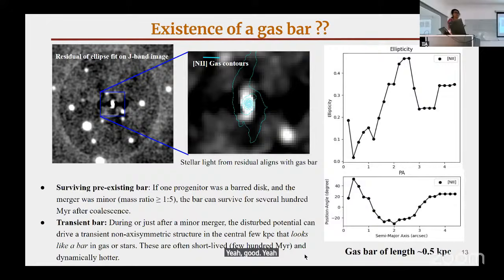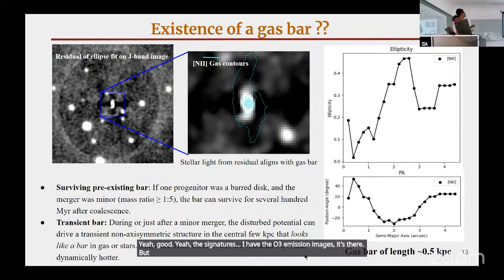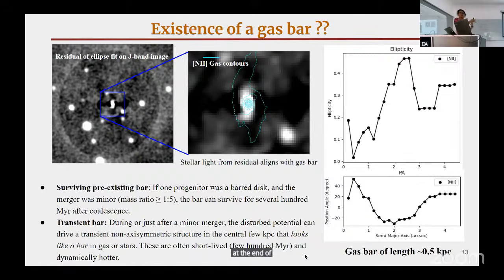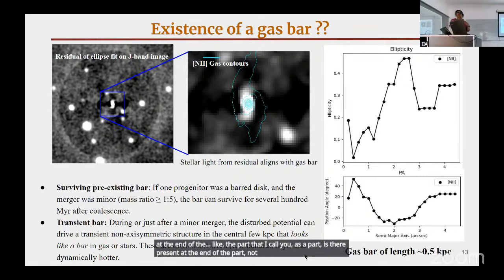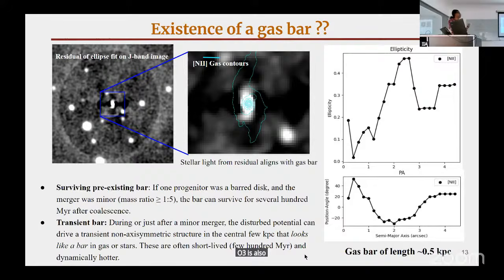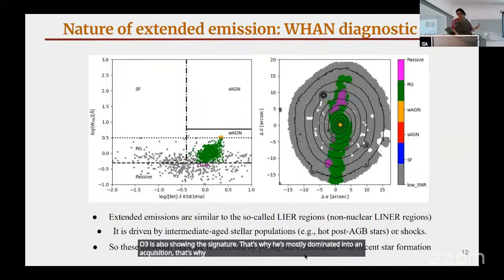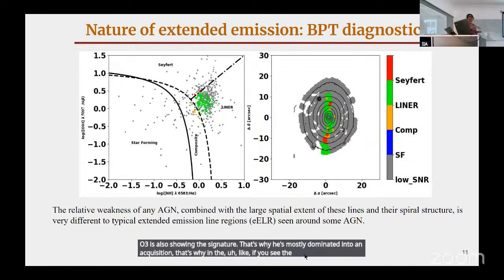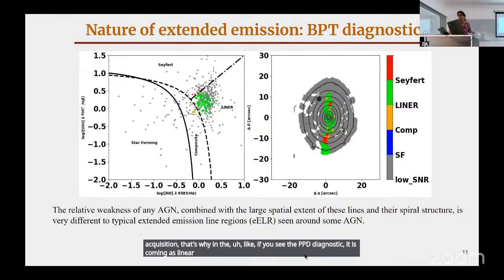Yeah, the signatures, I have the O3 emission images. But H alpha, what happens? If you see, these circles are from N2 gas, not from the H alpha. Because in H alpha, I don't see the emission along the bar; it is present at the end of the bar, not throughout the bar. O3 is also showing a similar nature. That's why it is mostly dominated by N2 emission. That's why in the BPT diagnostic it is coming as linear, because N2 is dominating, and it is shifting rightwards.